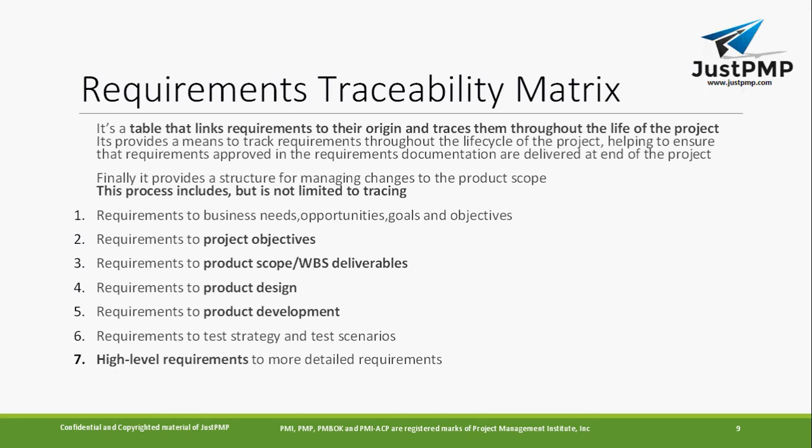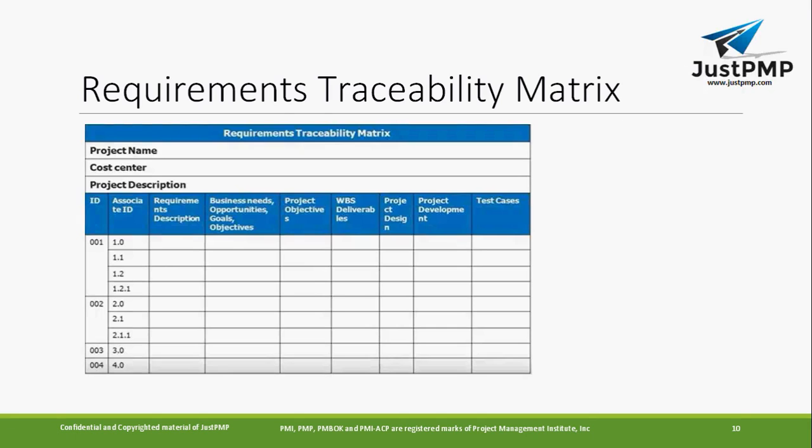The requirements traceability matrix, of which I have shown you an example, has the project name and cost center, because for every project you can track the requirements through this traceability matrix. You can have a bigger functionality and note down its ID, and within that note down the smaller requirements. You can mention the requirement description, business opportunity, goal, and objective, and the project objective of all the requirements. What is the WBS deliverable? WBS is a work breakdown structure.